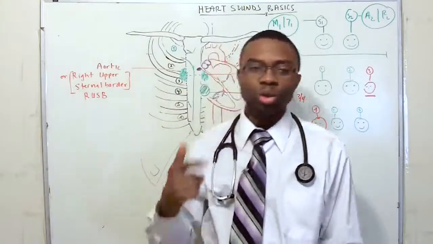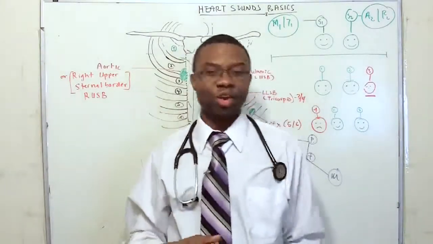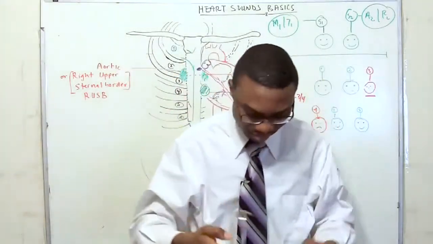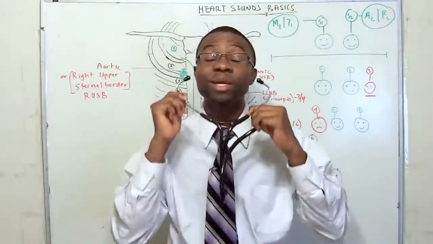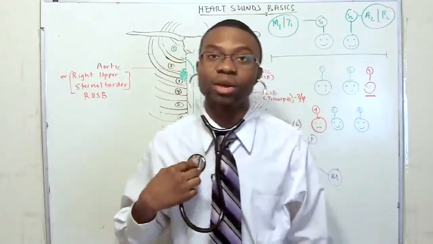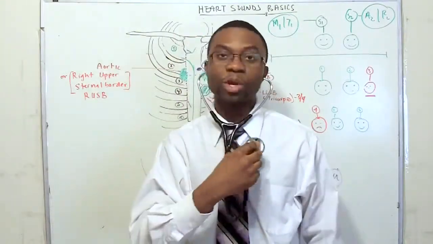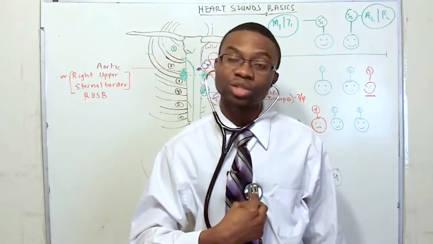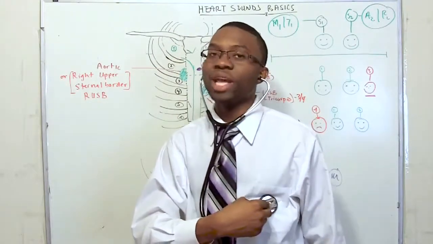So this is how I do it. If somebody tells me that patient has congestive heart failure, when I go to the patient and try to listen, where am I going to place my stethoscope? Well, I'm going to start at the aortic region, right? And we're going to go to the pulmonic region. And then I go down to the left lower sternal border and then go to the apex.